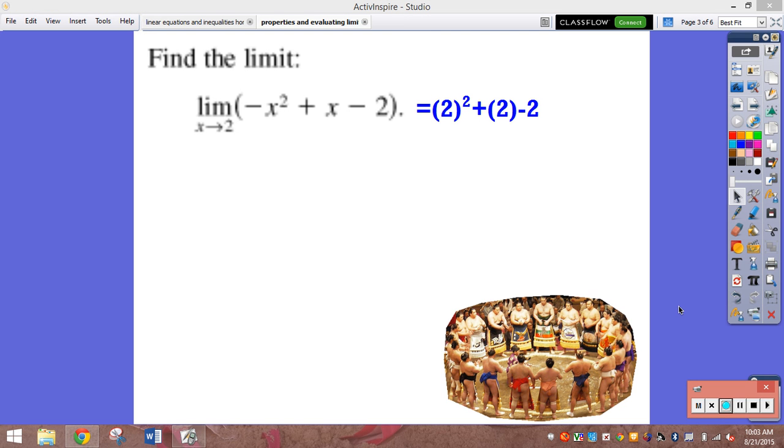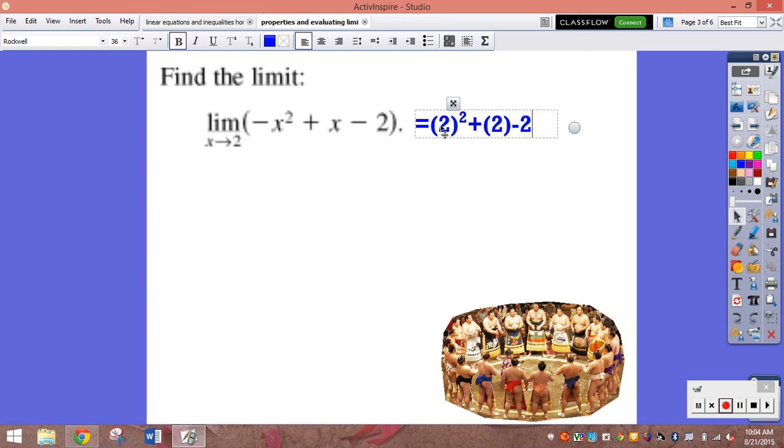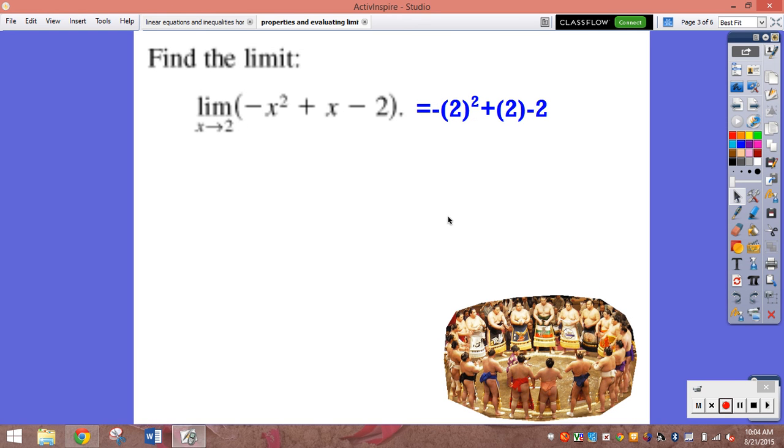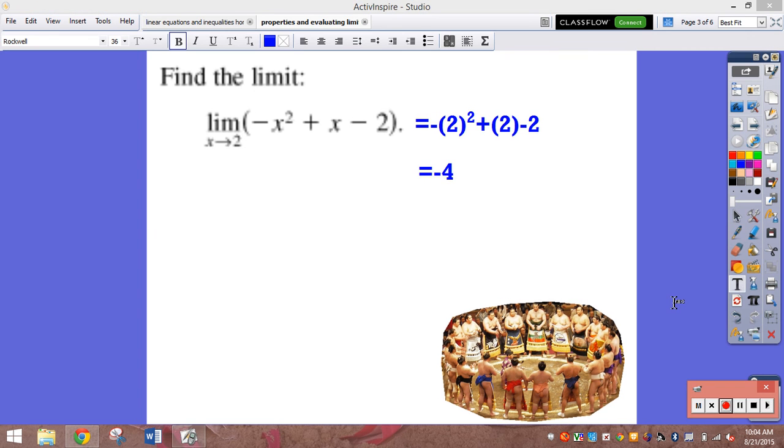With direct substitution, my limit would equal this. I forgot my negative sign there. So it would equal negative 2 squared plus 2 minus 2. And when I evaluate that, my answer would be negative 4. So the limit as x approaches 2 of this function is negative 4.